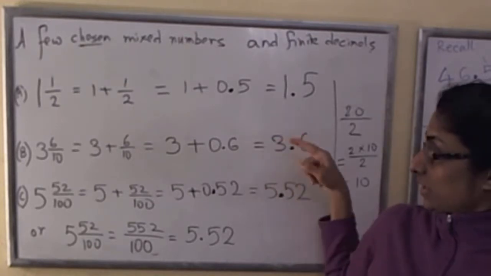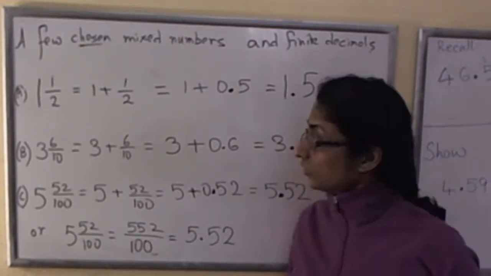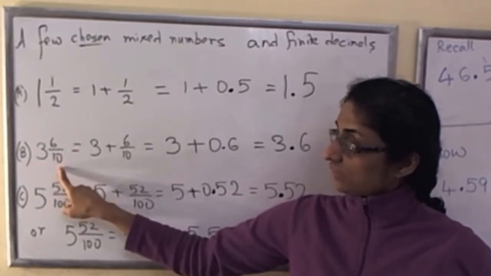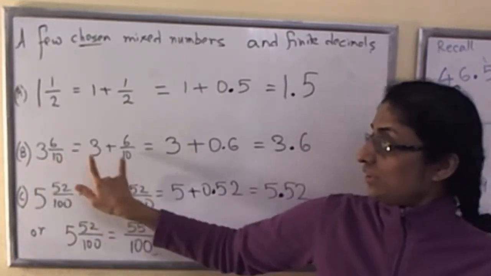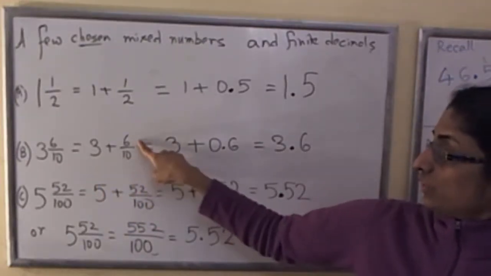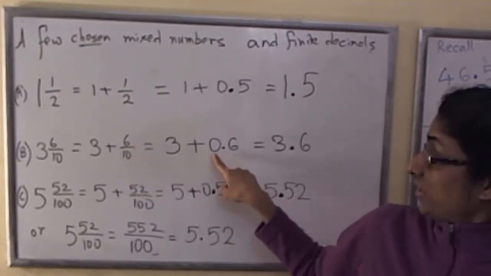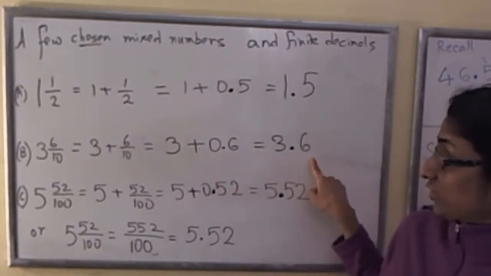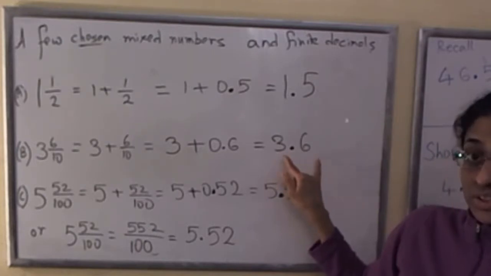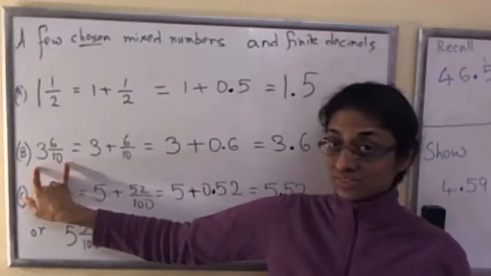Now, let's look at these two examples that I have. So here I have the mixed number 3 and 6/10. Once again, we rewrite it as 3 plus 6/10. And now this is easy. 6/10 written as a finite decimal is 0.6, and so we get 3.6. The mixed number 3 and 6/10 is exactly the same as 3.6, and 3.6 is exactly the same as 3 and 6/10.